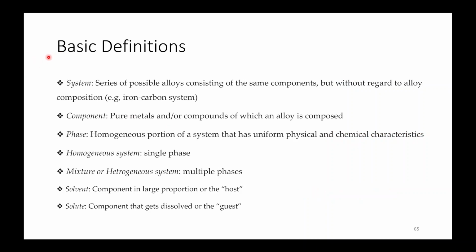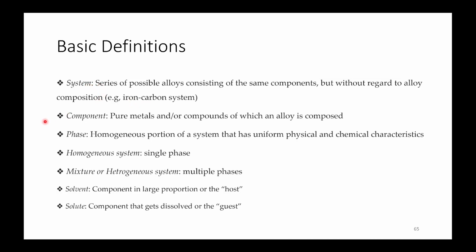Now basic definitions. A lot of questions were asked in the assignment based on these definitions. So first is system. It is the series of possible alloys consisting of same components but without regard to alloy composition. For example, iron carbon system. So if you are getting different compositions, that will be part of a system.